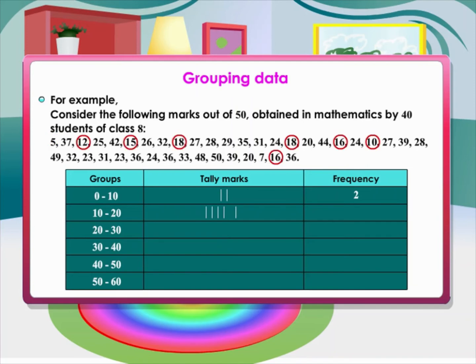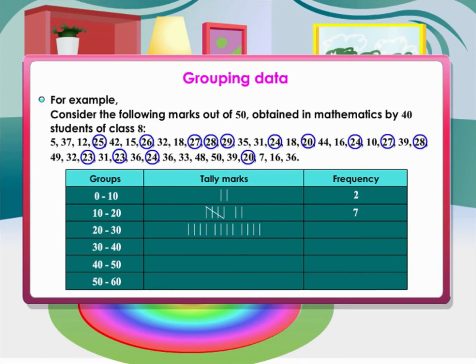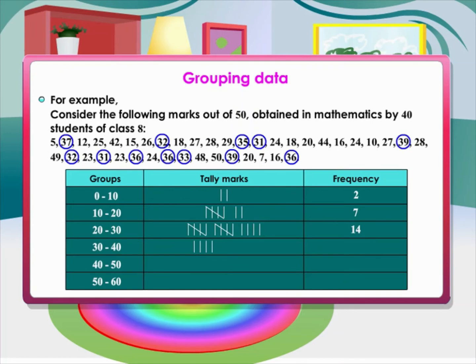7 of them scored marks between 10 and 20. 14 of them scored marks between 20 and 30. 12 of them scored marks between 30 and 40. 4 of them scored marks between 40 and 50.